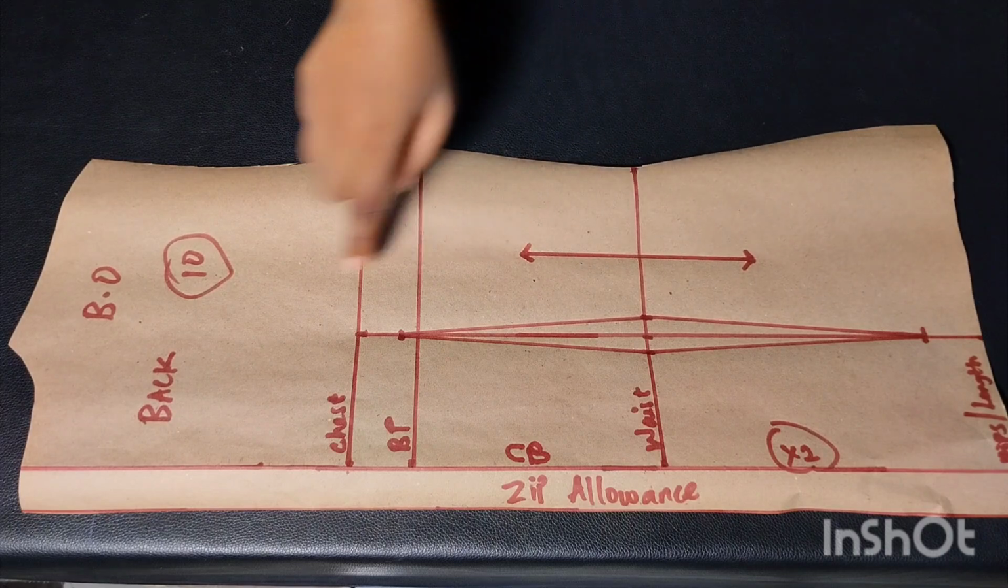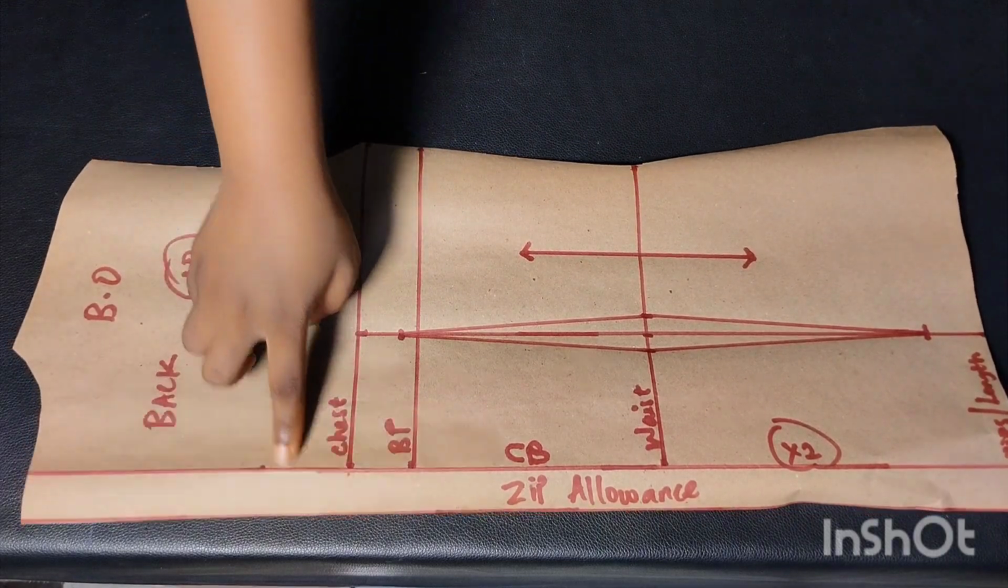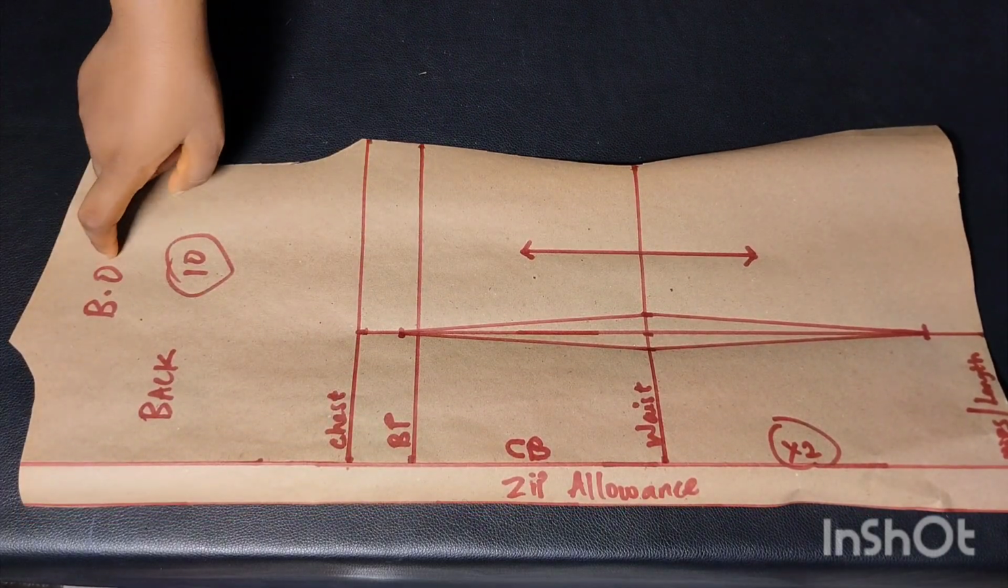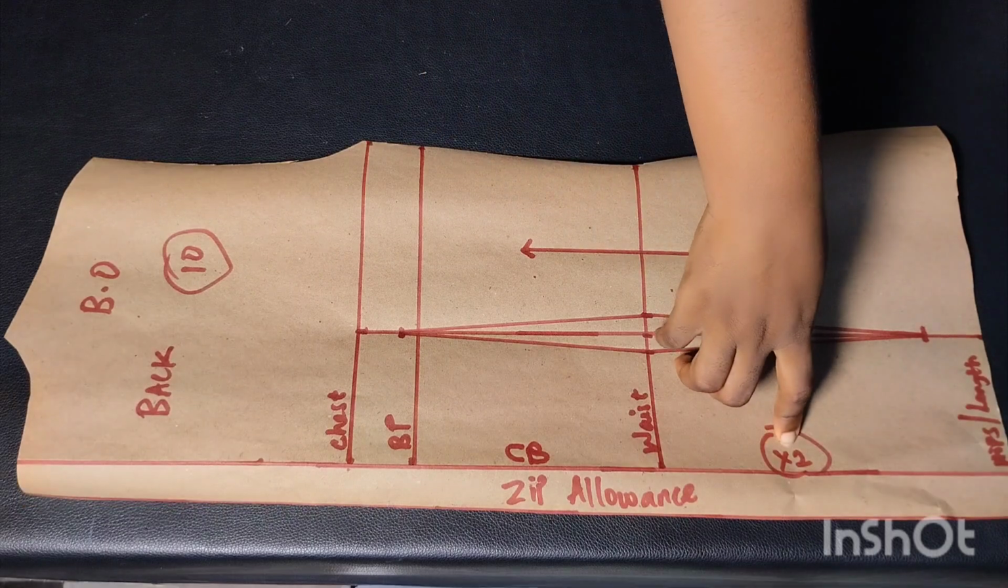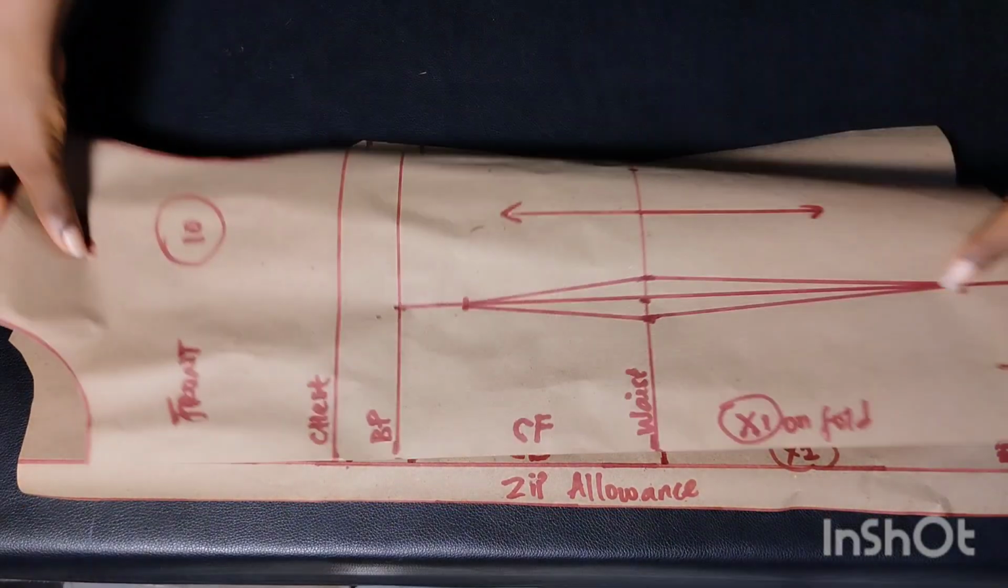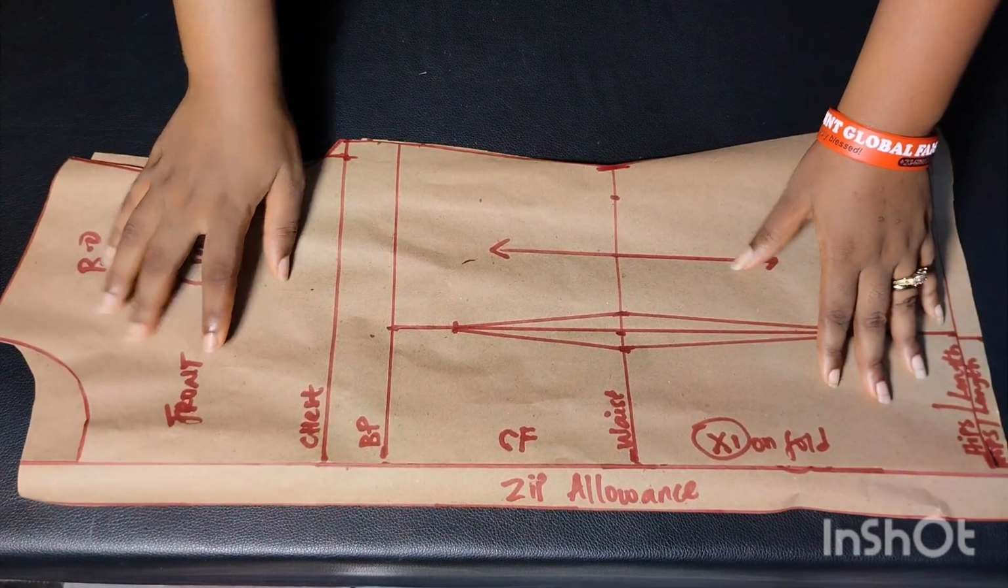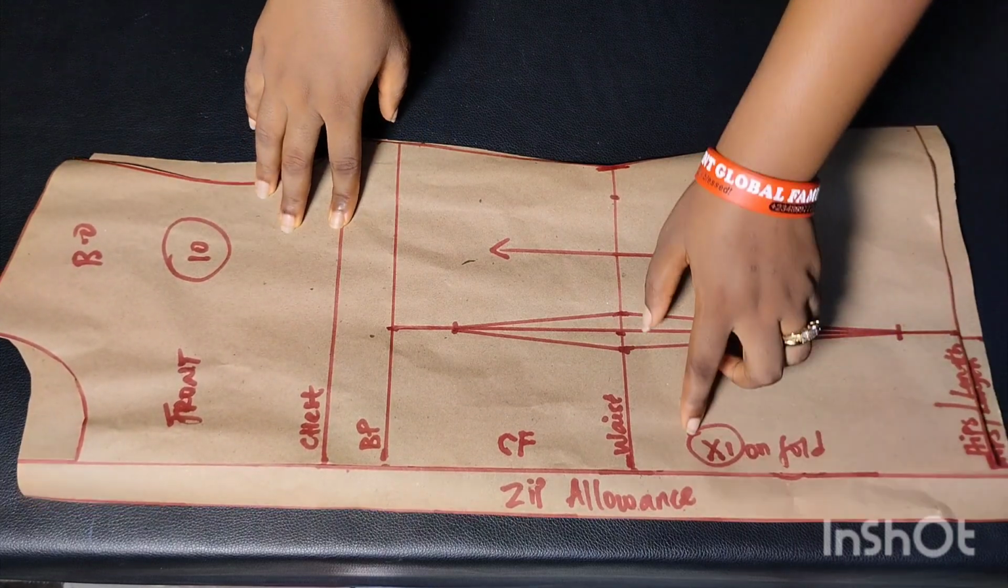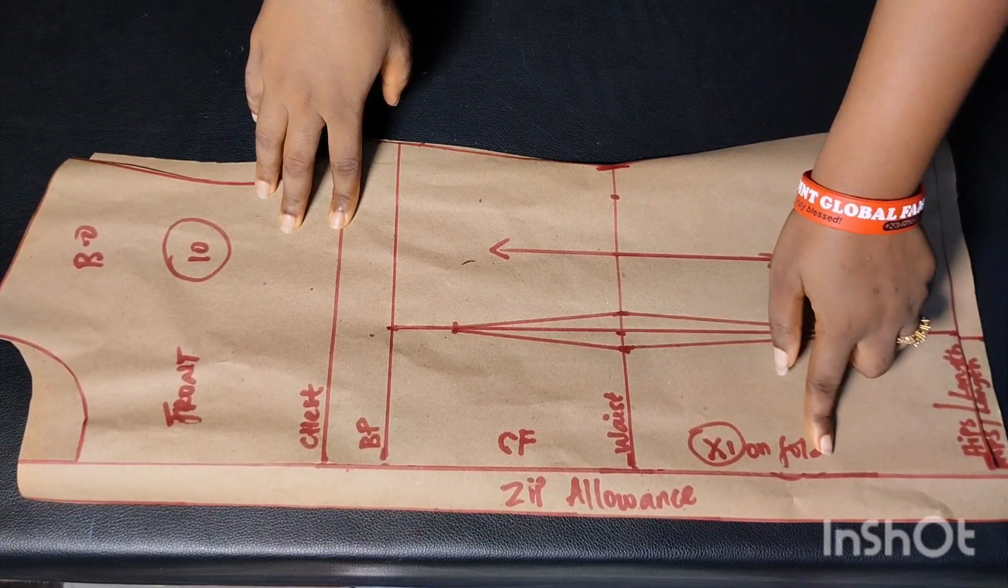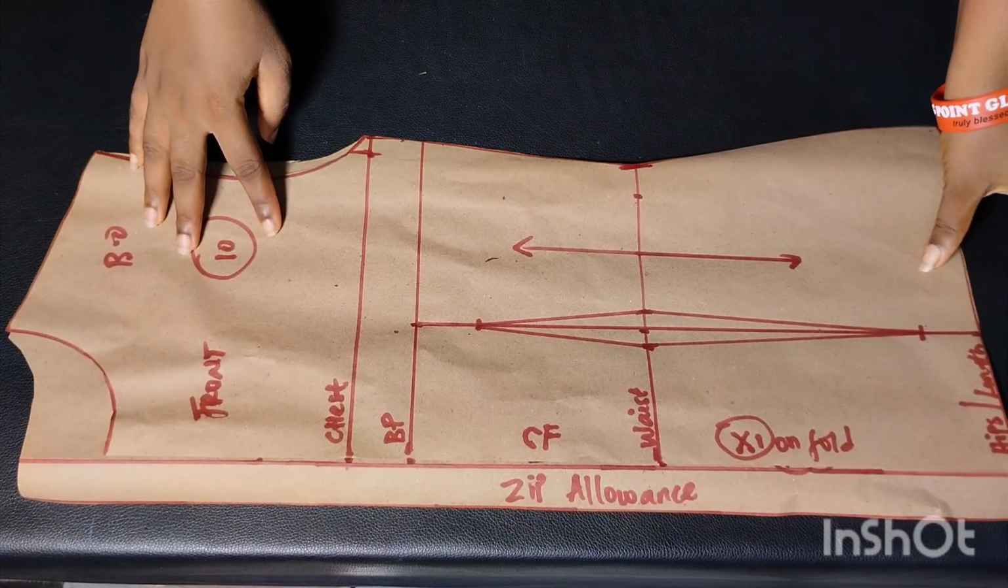I went ahead to draw in my green line off camera. I indicated that this is the back. I indicated the size and who this pattern is for and how many pieces I should cut, which is 2. And this is my front pattern. I did the same thing for the front. Basically, I indicated that I'm supposed to cut 1 piece on fold.